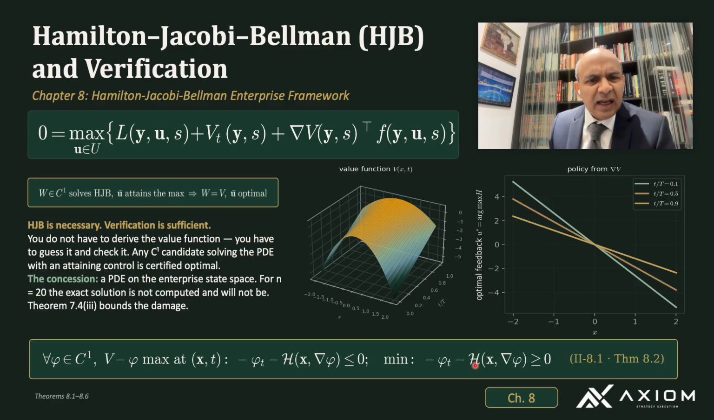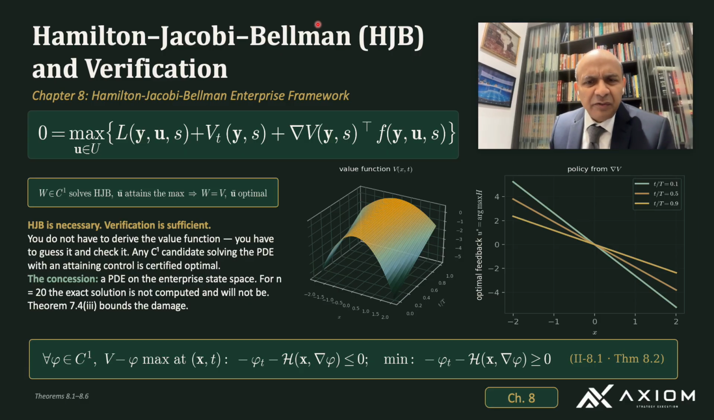H over here is the Hamiltonian evaluated at the current state and local gradient. Okay, so we talked about v minus phi having a local maximum means that phi touches v from above, and v minus phi having a local minimum, which means phi touches v from below. The two inequalities define v simultaneously as a viscosity subsolution and supersolution.